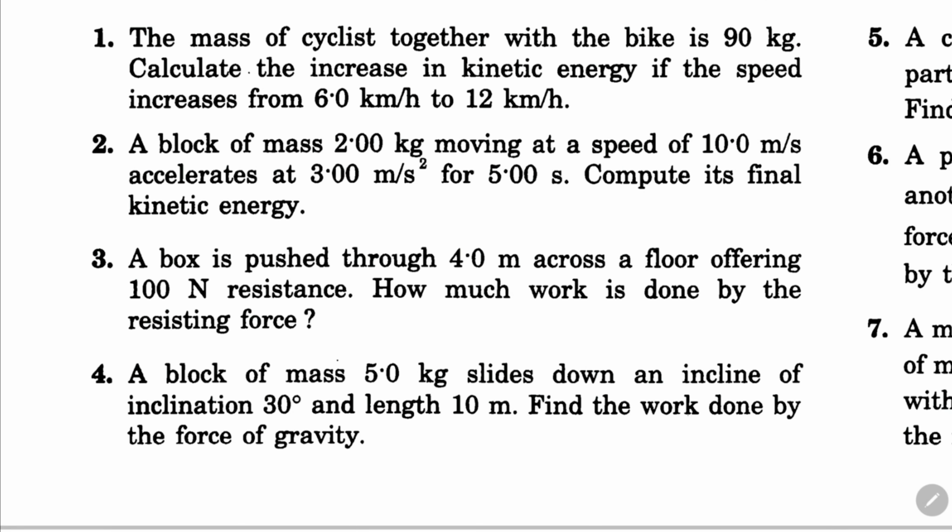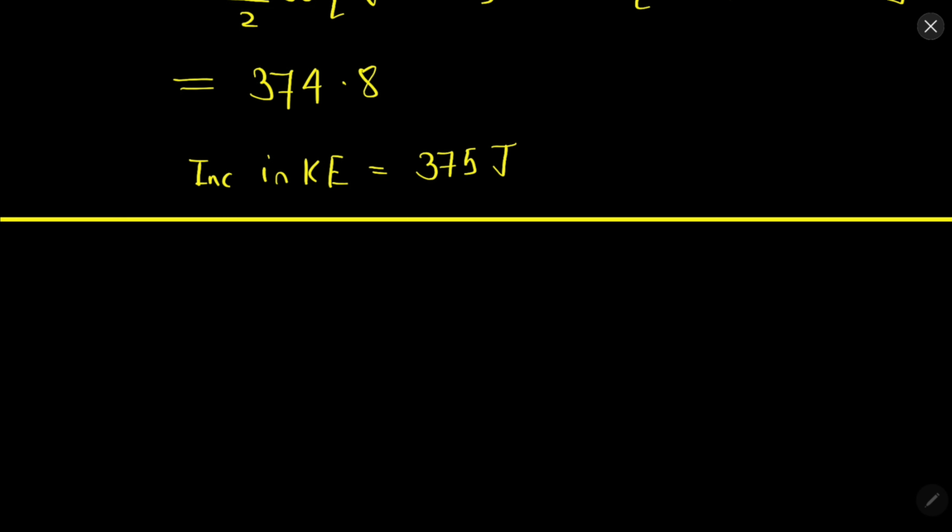Now in the second question, we have a block of mass 2 kg which is moving with 10 meter per second. Now it is accelerating with 3 meter per second square for 5 seconds. So we need to find the final kinetic energy. In order to find the final kinetic energy, we will require the final velocity. So the first thing we will do is to find the final velocity.